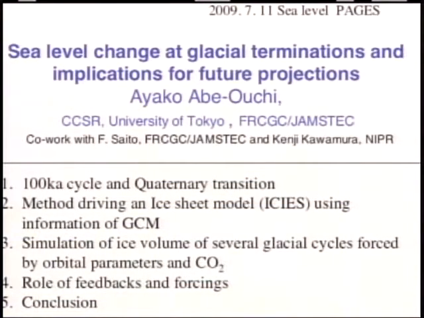So I would like to first start by introducing our new method to try to simulate this ice age cycle, and also try to challenge to explain the Quaternary transition, which switched from a 40,000 year cycle to a 100,000 year cycle. And also, we would like to emphasize that although there are many conceptual models, they cannot be compared to many fruitful observations like the geographical distribution of ice sheets and many features that are observed.